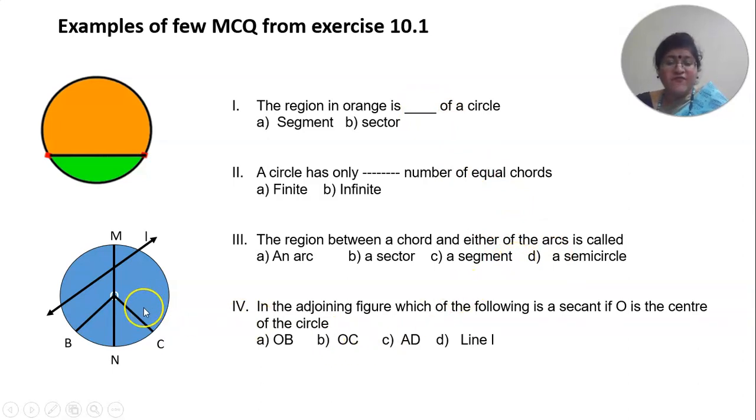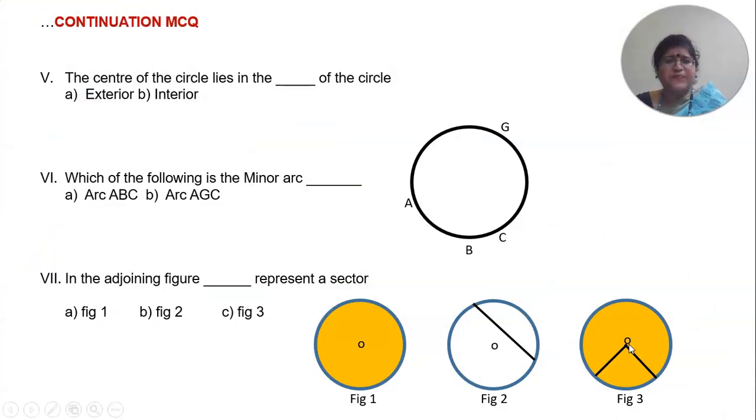Now in the adjoining figure, which of the following is a secant if O is the center of the circle? So you can't have OB because OB is a radius, OC is a radius. So secant has to be line L. So the answer is line L. So these are some of the MCQs that you could get in the paper because these are all based on their definitions.